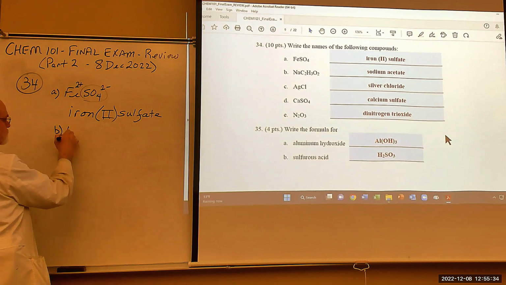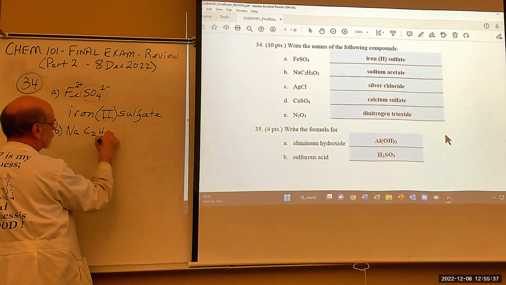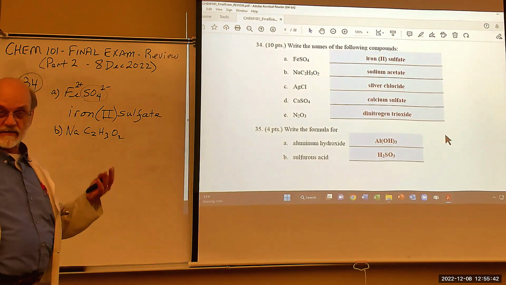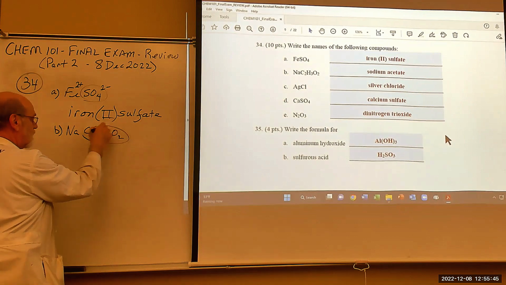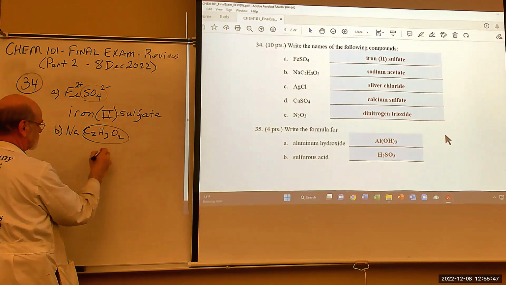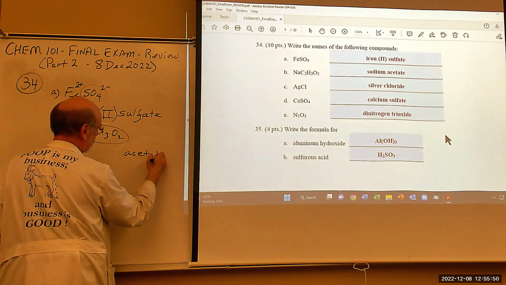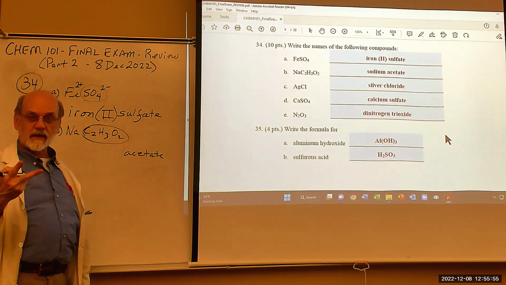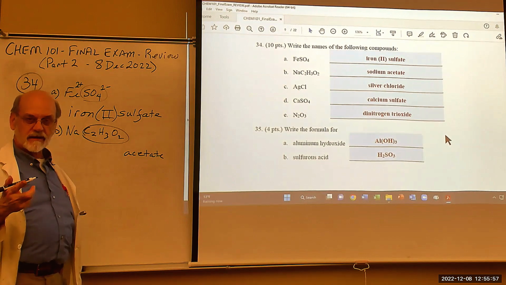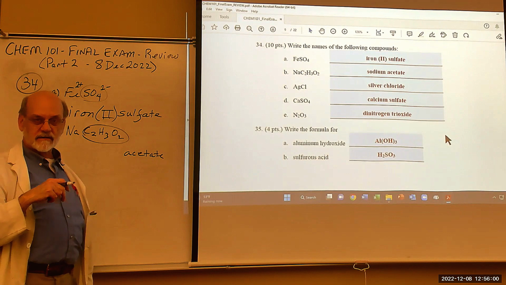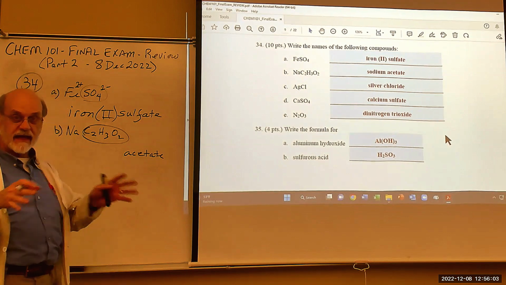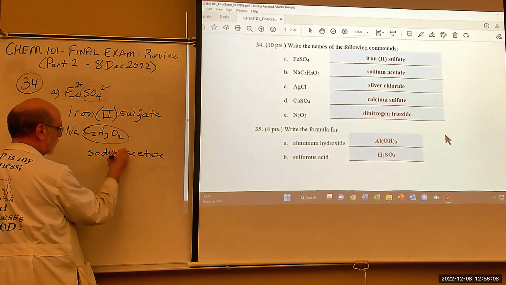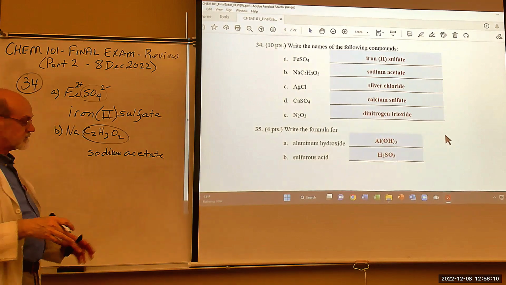How about B? C2H3O2. We've got another polyatomic in this compound. Acetate. And we have a metal. Is it a type 1 or a type 2? Well, sodium is an alkali metal. And all alkali metals are a +1 charge. That's it. They can't have any more. So you only have to say sodium acetate. That's it.